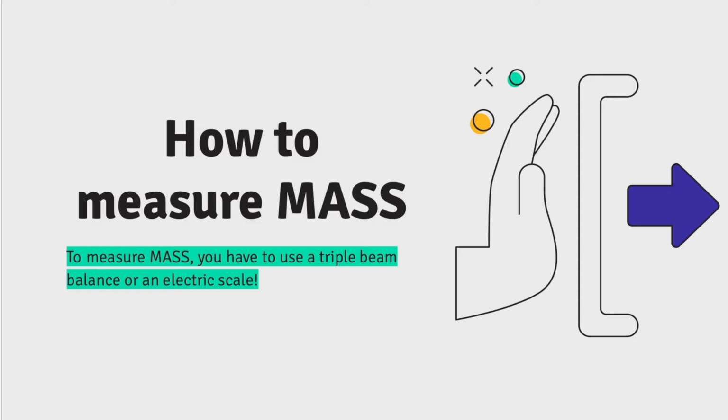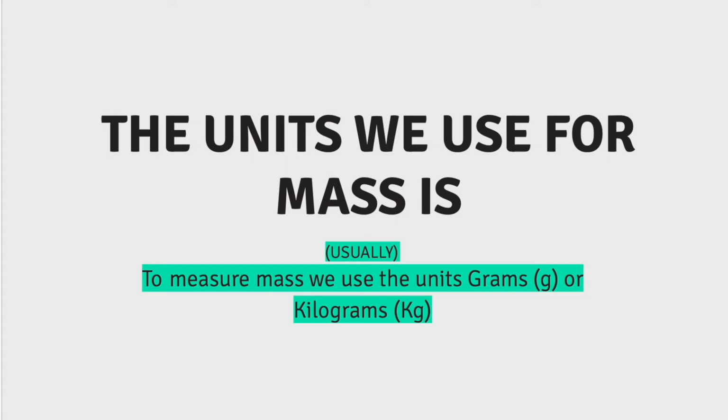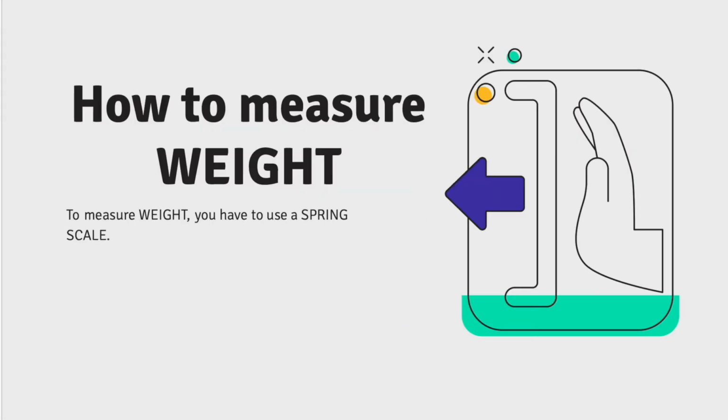So how do you measure mass? To measure mass, you have to use a triple beam balance or an electric scale. The units we use for mass is usually grams or kilograms. Sometimes it can be different according to the problem.